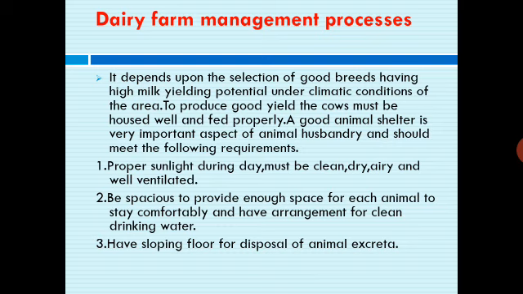Firstly, proper sunlight should be there during the day. It must be clean, dry, airy and well ventilated. Secondly, it should be spacious to provide enough space for each animal to stay comfortably and have arrangement for clean drinking water. Thirdly, it should have a sloping floor for disposal of animal excreta.